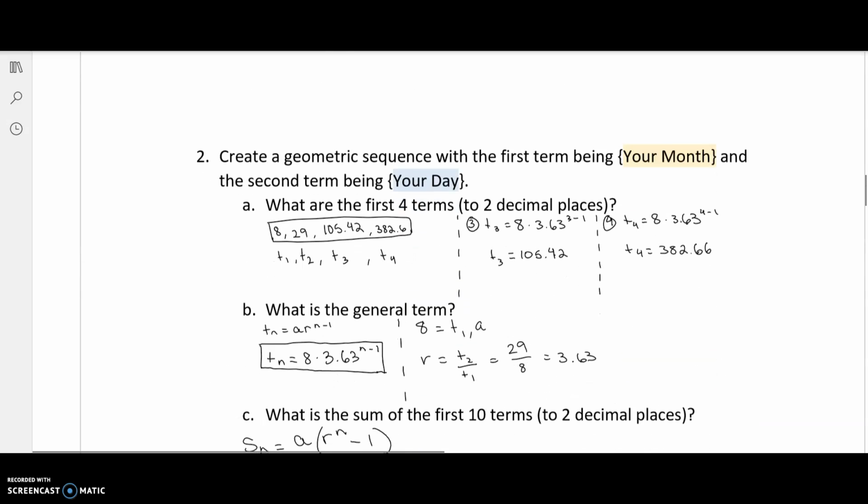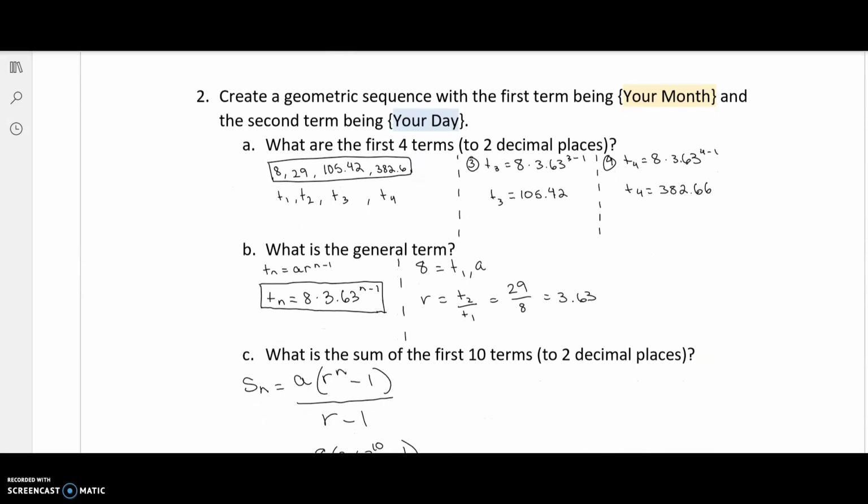So therefore the sum of the first 100 terms is going to be 104,750. So this question asked me to create a geometric sequence with the first term being my month and the second term being my day. So the first two terms are going to be 8 and 29, because that's my month and my day.